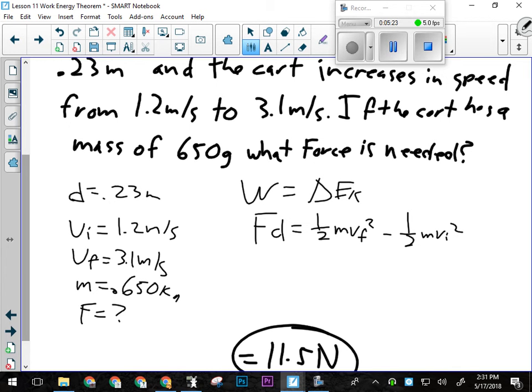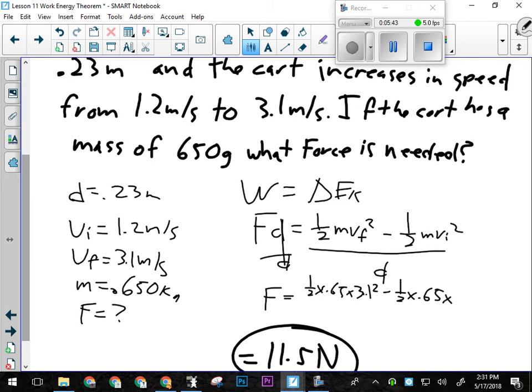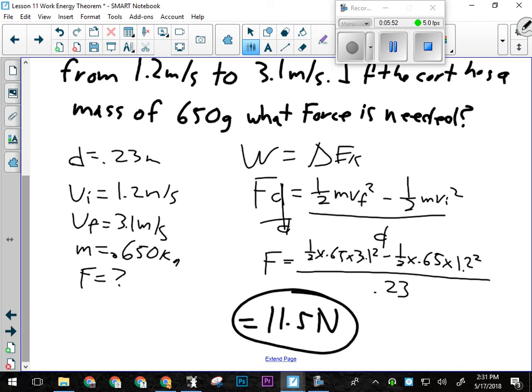I want to get force by itself. What do I do with distance? Divide it over to the other side. And then we just plug in our numbers. So force will equal 1/2 times 0.65 times 3.1 squared minus 1/2 times 0.65 times 1.2 squared, divided by 0.23. And when we do that, we should get 11.5 newtons for our answer.